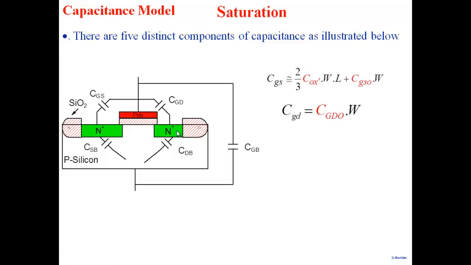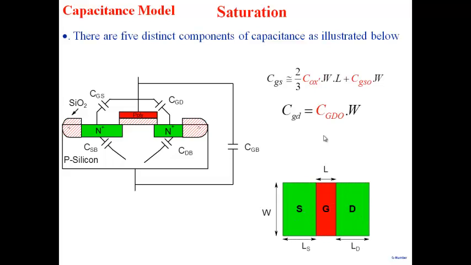So the only component that you get is the overlap capacitance. We call it CGDO, and this is CGSO. These terms will be given to you, depending on the technology that you use. CGSO will be known to you, CGDO will be known, C oxide prime. All these are known parameters, and all you have to do is multiply by W, multiply by WL, and you get these two capacitances.